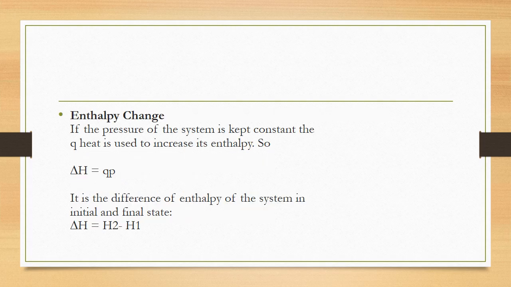If the pressure of the system is kept constant, then Q heat is used to increase its enthalpy. What is the enthalpy? The sum of internal energy plus pressure-volume work, right? It is the difference of the enthalpy of the system in the initial state and the final state. One thing which is very important to explain is that this is a state function, right? Not dependent on the path, right? So this is called a state function.